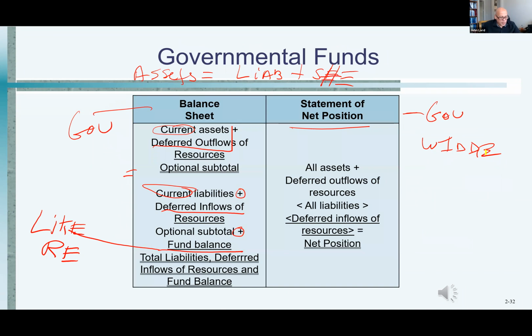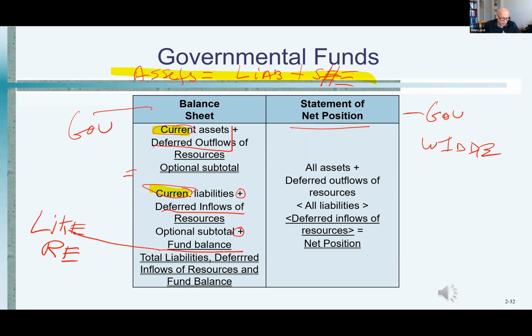Okay, balance sheet format. Notice something important here, guys. It follows the format of assets equal liabilities plus stockholders' equity, in that instead of it being, of course, all assets, it is now what? Current assets. Remember, our deferred outflows are like assets, so we list them with the assets. Our deferred inflows are kind of like liabilities, so we list them with the liabilities, and we're going to understand the nature of these deferred inflows and outflows a little bit more as we move along today.